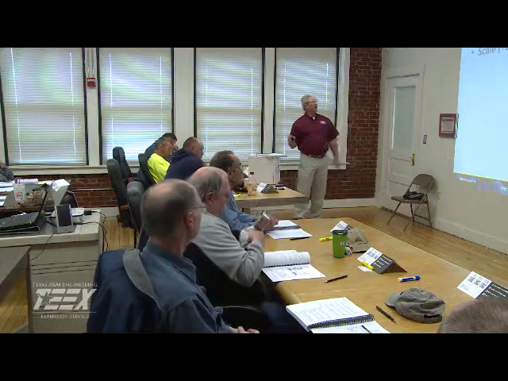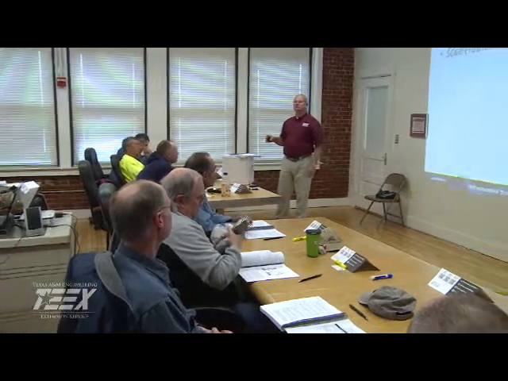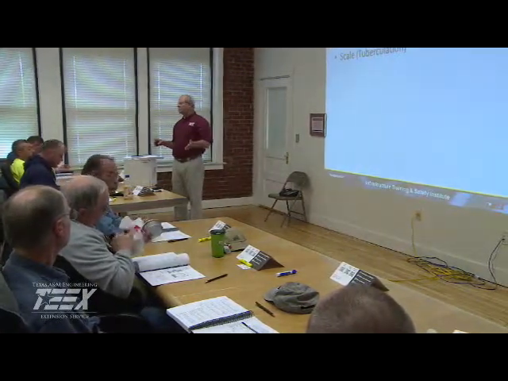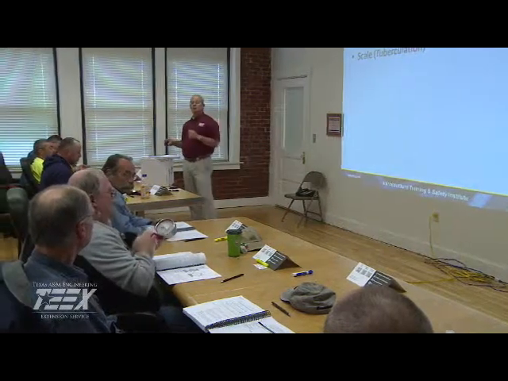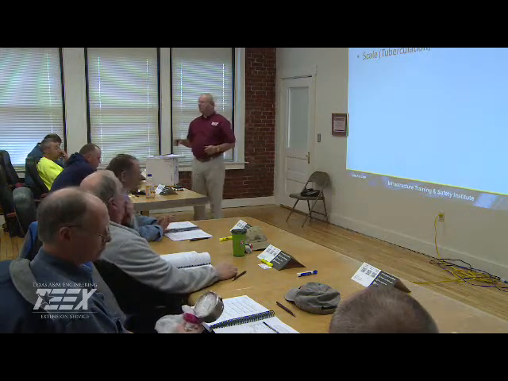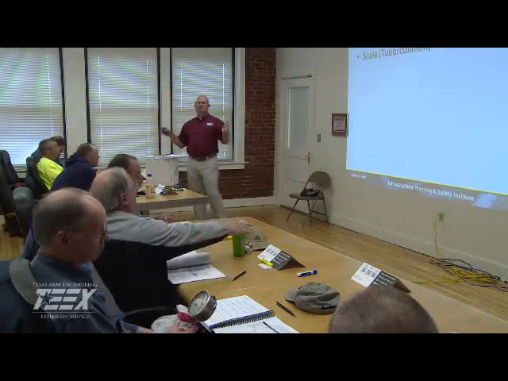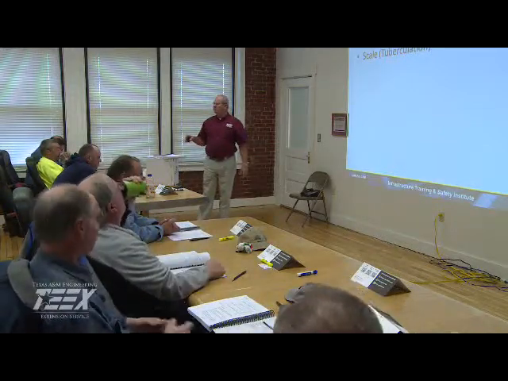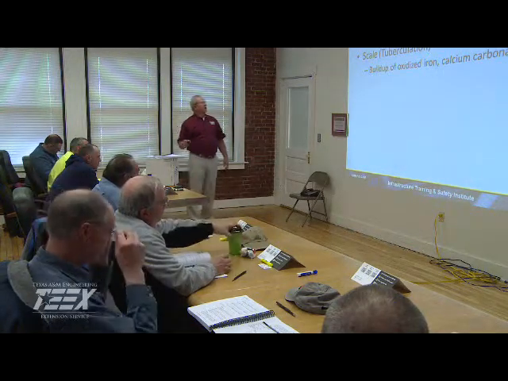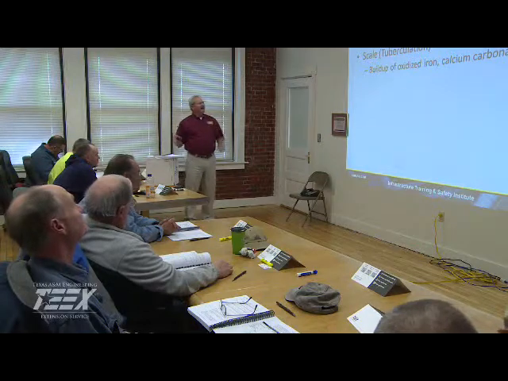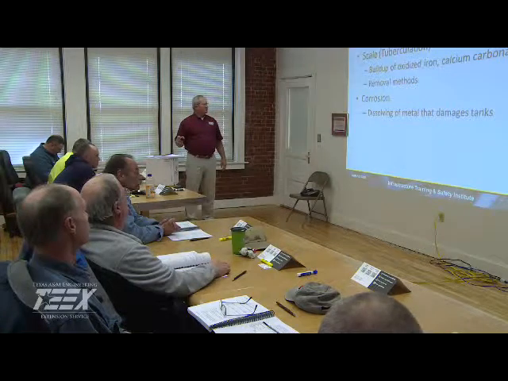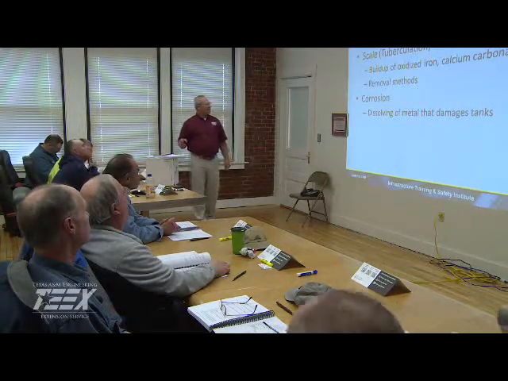Maintenance and distribution: scale, tuberculation, those pipes back there are excellent examples. The way that we can prevent that is by corrosion control, stabilization of the water. If you're having trouble with certain things, you can use lime softening, ion exchange, caustic soda, soda ash, all these various chemicals to help prevent those types of problems in your system, okay? And then oxidized iron, calcium carbonate, and removal methods, corrosion, different things, dissolving of metal that damages tanks.